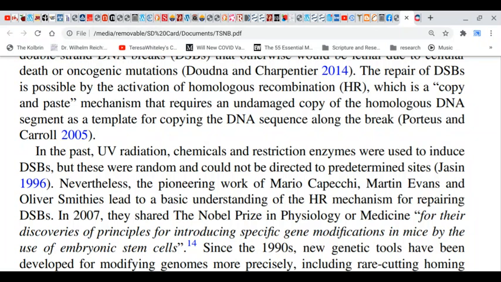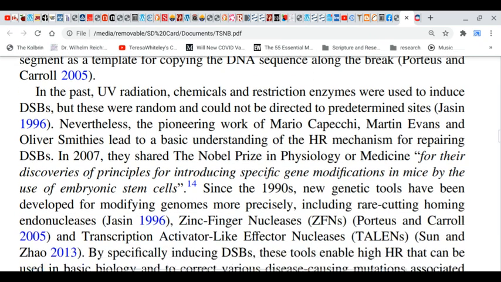Nevertheless, the pioneering work of Mario Capecchi, Martin Evans, and Oliver Smithies led to a basic understanding of the HR mechanism for repairing DSBs. In 2007, they shared the Nobel Prize in Physiology or Medicine for their discoveries of principles for introducing specific gene modifications in mice by the use of embryonic stem cells.